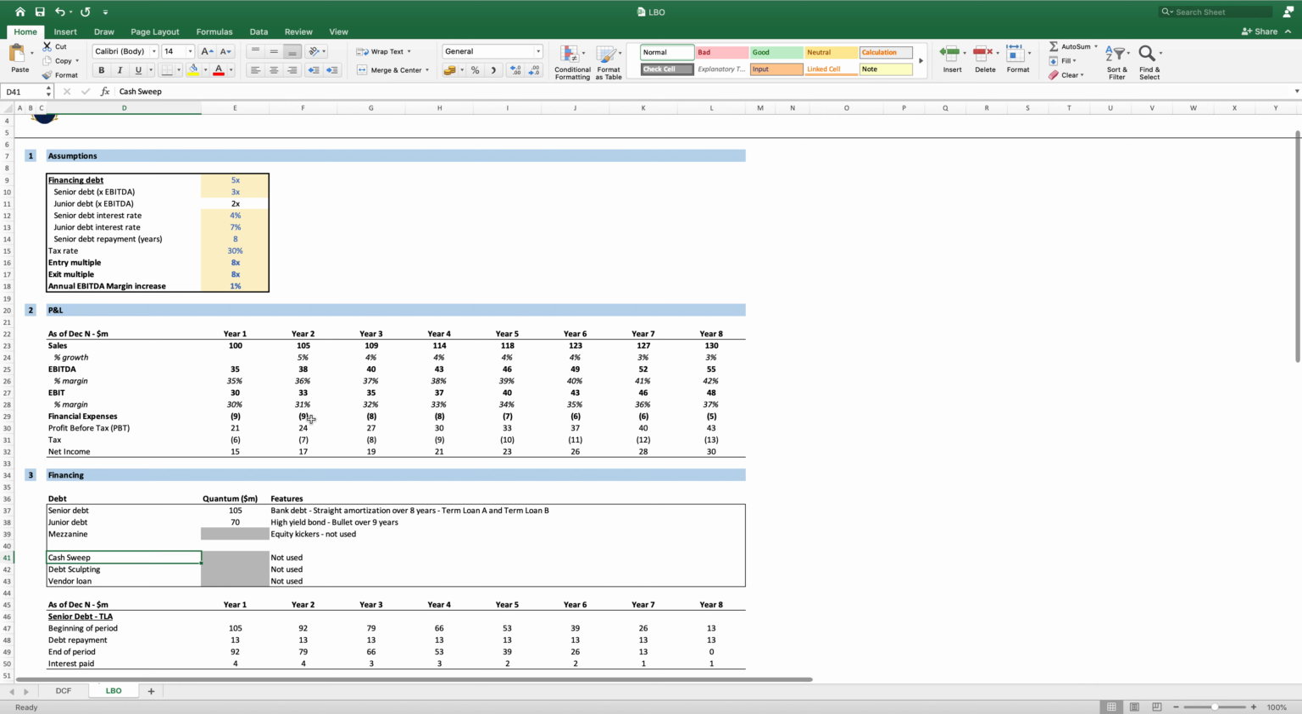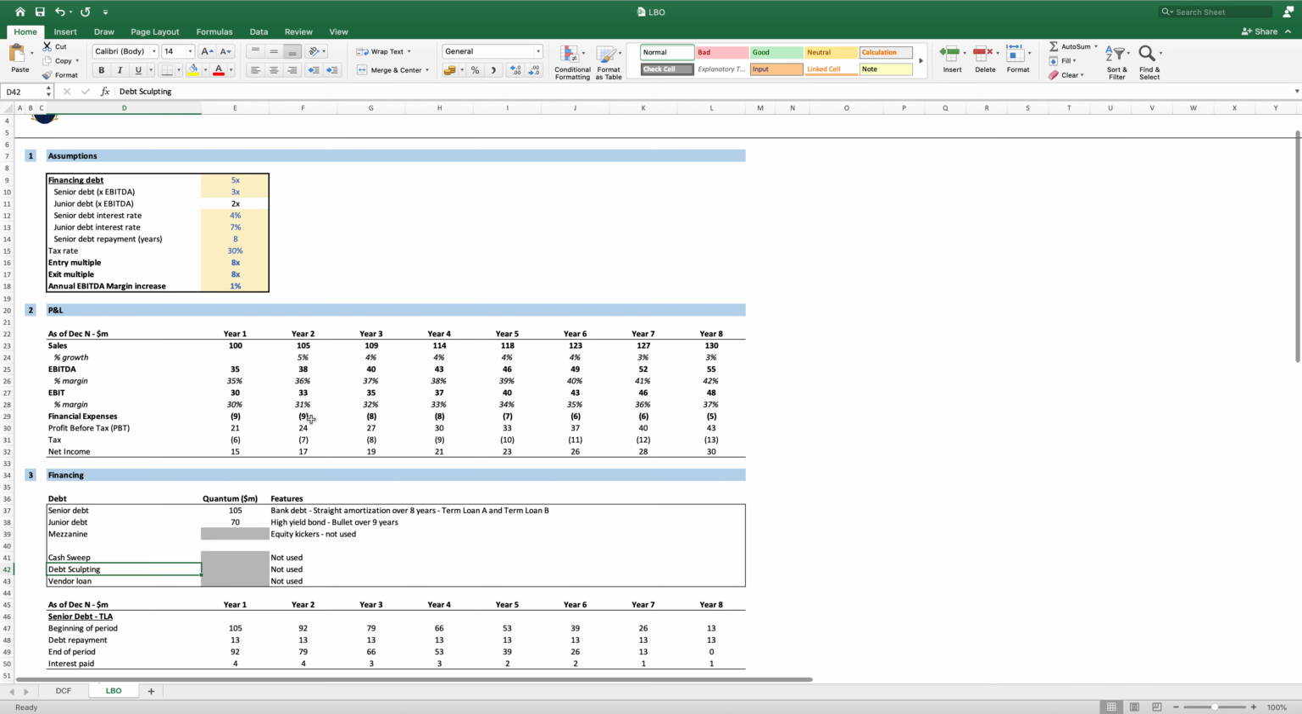Other useful definitions that you could come across in LBO models are the cash sweep. I don't use it here, but when a cash sweep is set up, it means that the cash flows generated by the target are used to repay the debt. Whatever cash flow is generated in a given year, it would go to debt repayments if the cash sweep is set up.